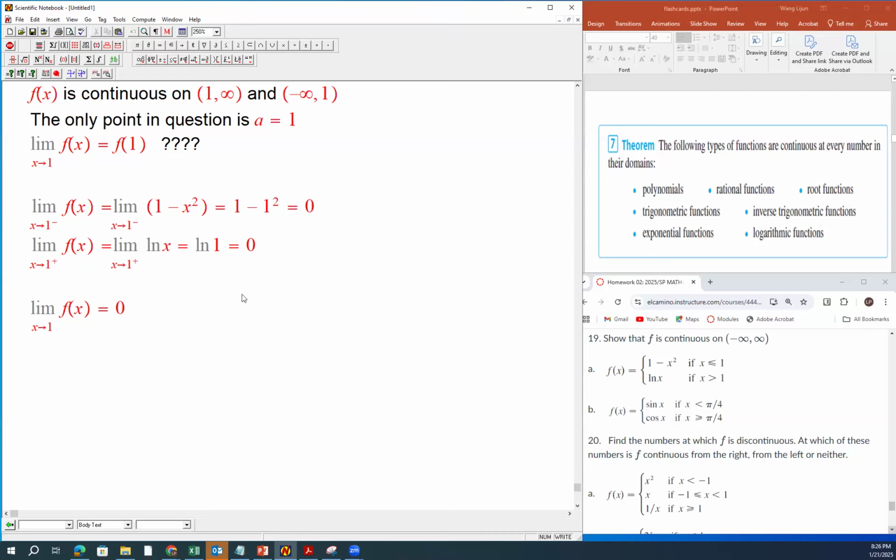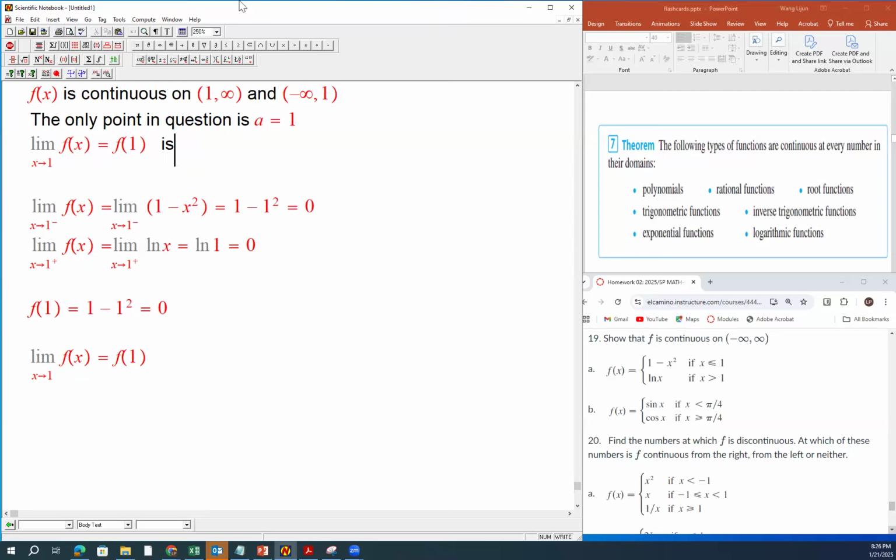But what is the function's value? What is f of 1? When x equals 1, which function do we substitute? We use the rule 1 minus x squared. That equals 1 minus 1 squared, which equals 0. Therefore, we have just demonstrated that they're the same.